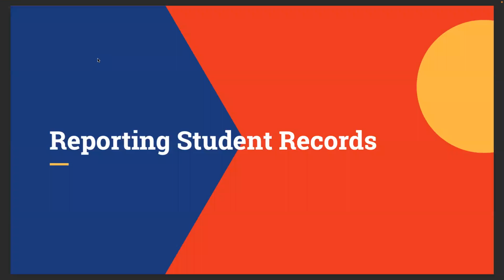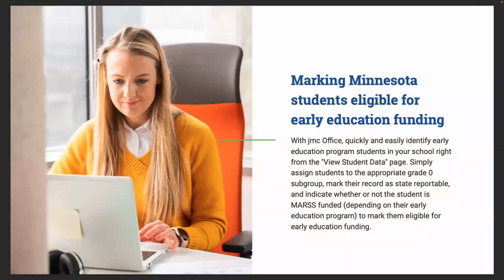Reporting student records. With JMC Office, quickly and easily identify early education program students in your school right from the View Student Data page. Simply assign students to the appropriate grade 0 subgroup, mark their record as state reportable, and indicate whether or not the student is MARS funded, depending on their early education program. And that's how you would mark them eligible for that early education funding.